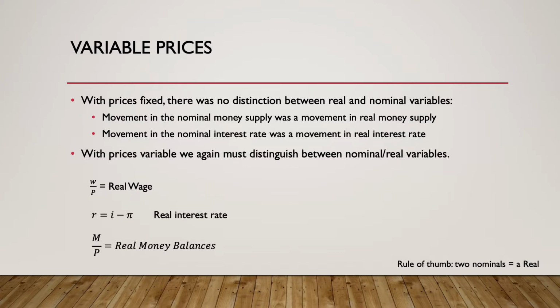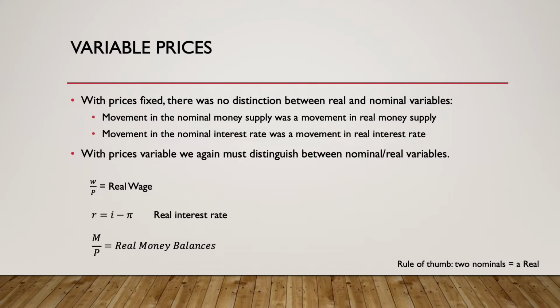One of the reasons might be a movement in the nominal variable, and the other one might be a movement in the price variable. So here we have a couple of real variables. You can see that rule of thumb playing out. The real wage is constructed of two nominal variables. In the numerator, we have the nominal wage, the money wage, divided by the price level, which tells us how many real goods and services a given amount of money will buy. This is the real wage, and it tells us what work is worth in terms of real goods and services that can be purchased.